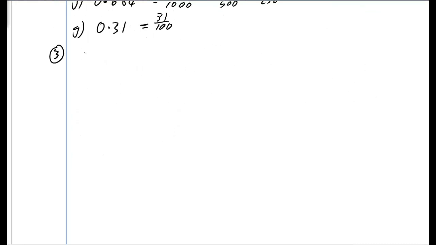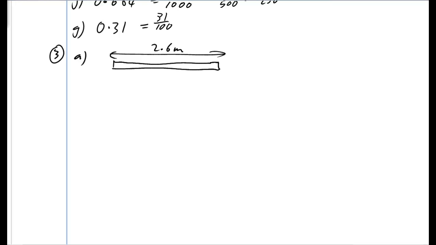I'll do 3A and you can have a look at the other ones here. So let's have a look at 3A. A length of wood, it's 2.6 metres long, so you've got a bit of wood and it's 2.6 metres long. You don't have to draw a diagram, but I like to here. How many pieces, each 40 centimetres long, will be able to fit into it? So how many pieces can you chop out of it where each piece is 40 centimetres?